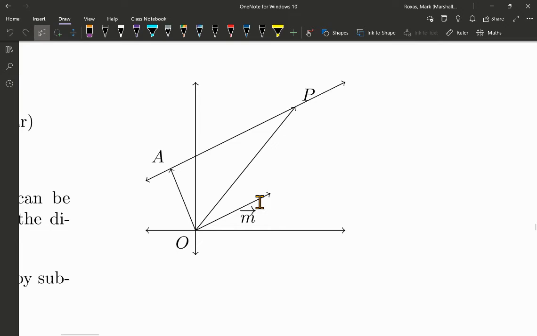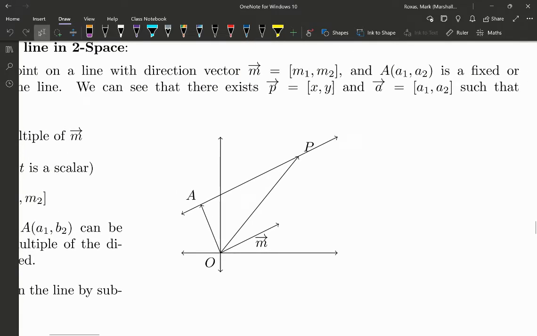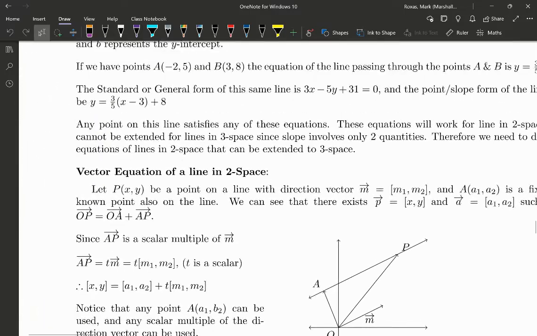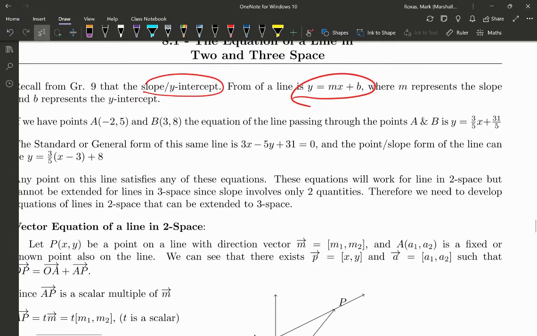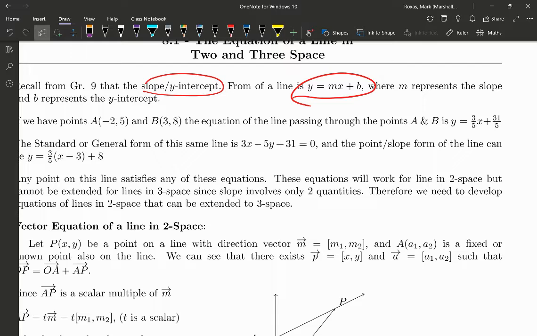Okay, so 8.1, the equation of a line in 2D and 3D space, 2 and 3 space. Let's recall grade 9, we did study the equation of a line with the slope and y-intercept, and we've used it many times. y = mx + b.